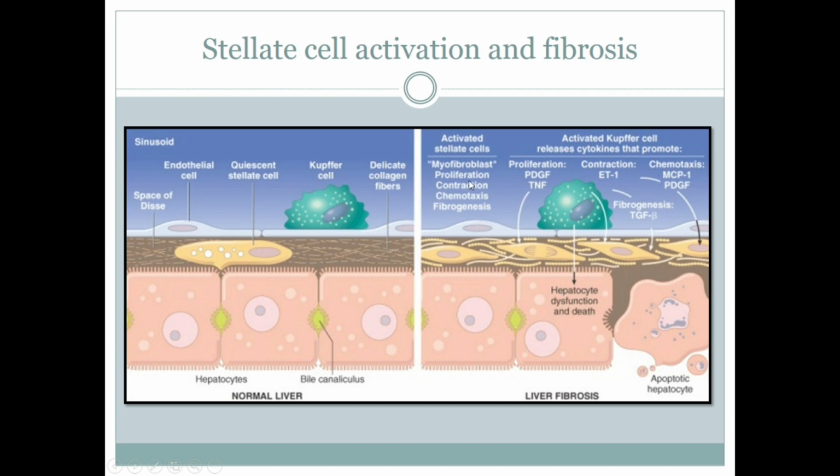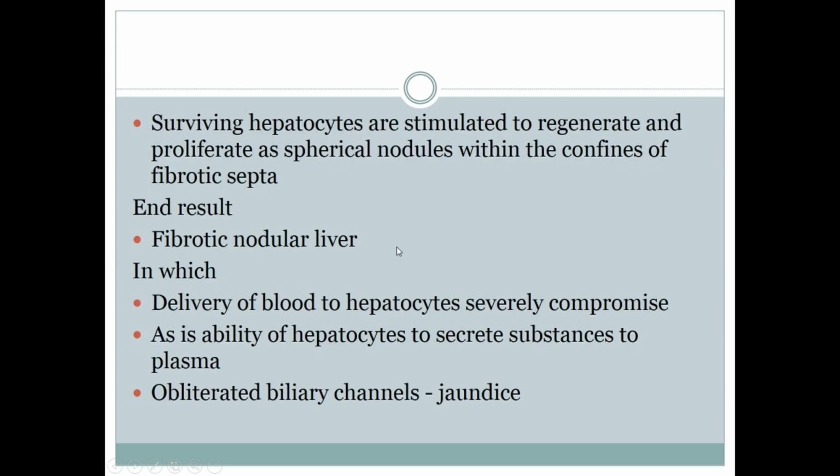Okay, so you have to remember this picture. We want you to recapitulate this picture when we ask you the question of pathogenesis of cirrhosis. We expect you to write down this picture and write all these cytokines which are involved in the proliferation, contraction, chemotaxis, and fibrogenesis, and the transforming of the stellate cell into a myofibroblast. Okay, so this is the basic pathogenesis of liver fibrosis or cirrhosis, and this is a very, very common question which is asked.